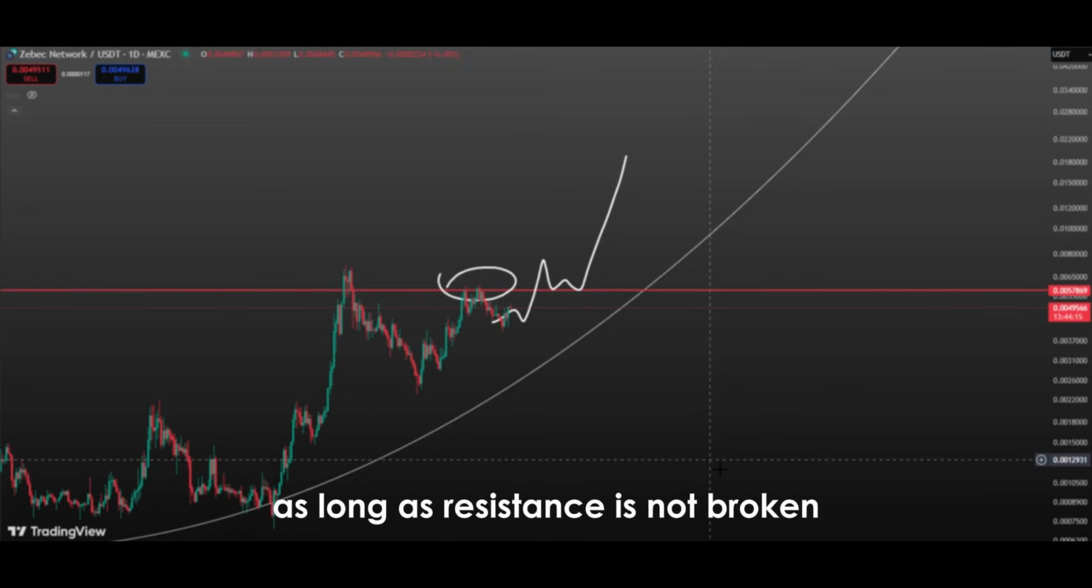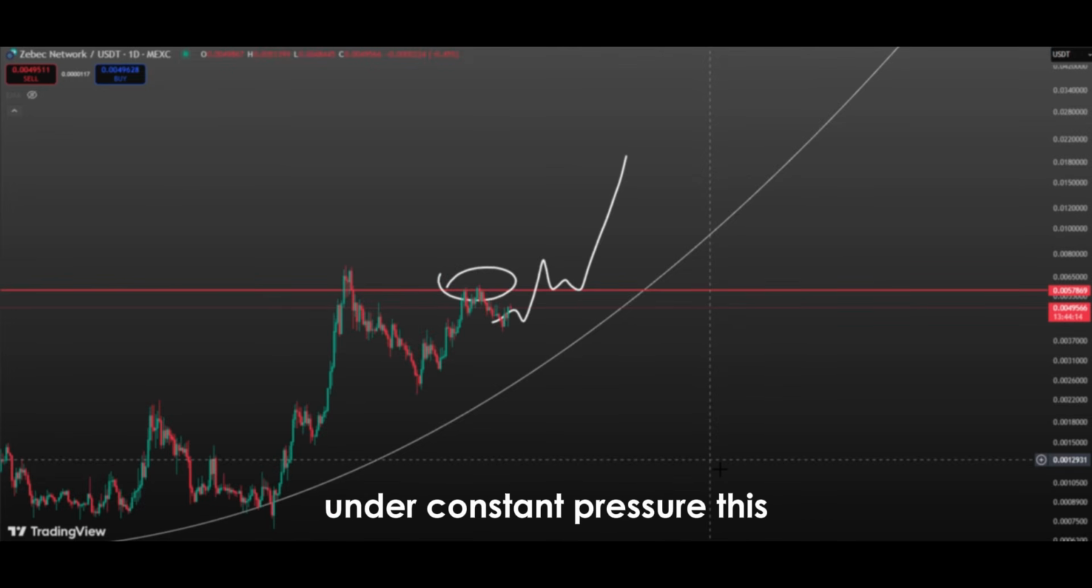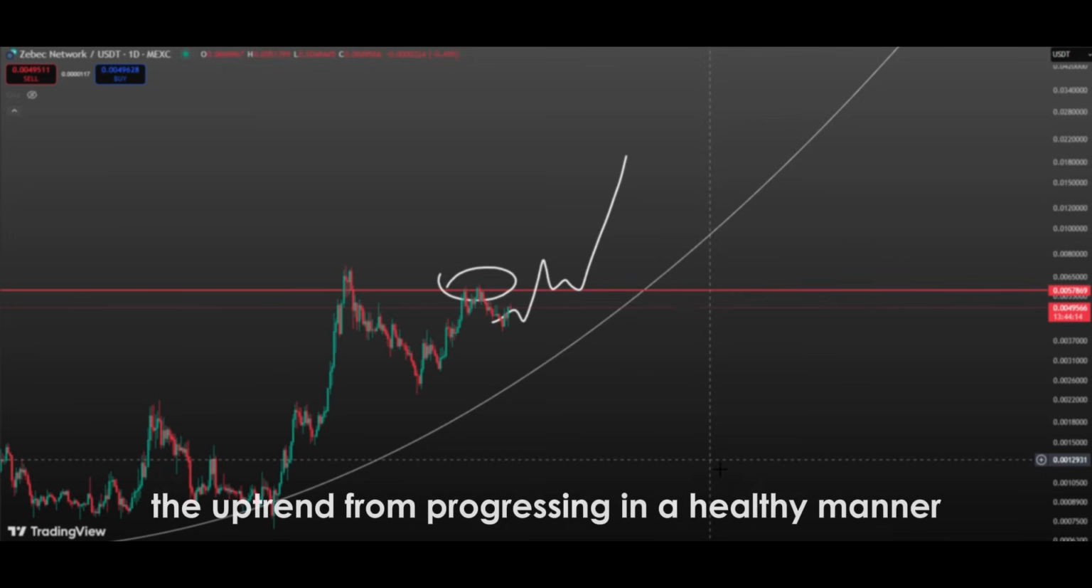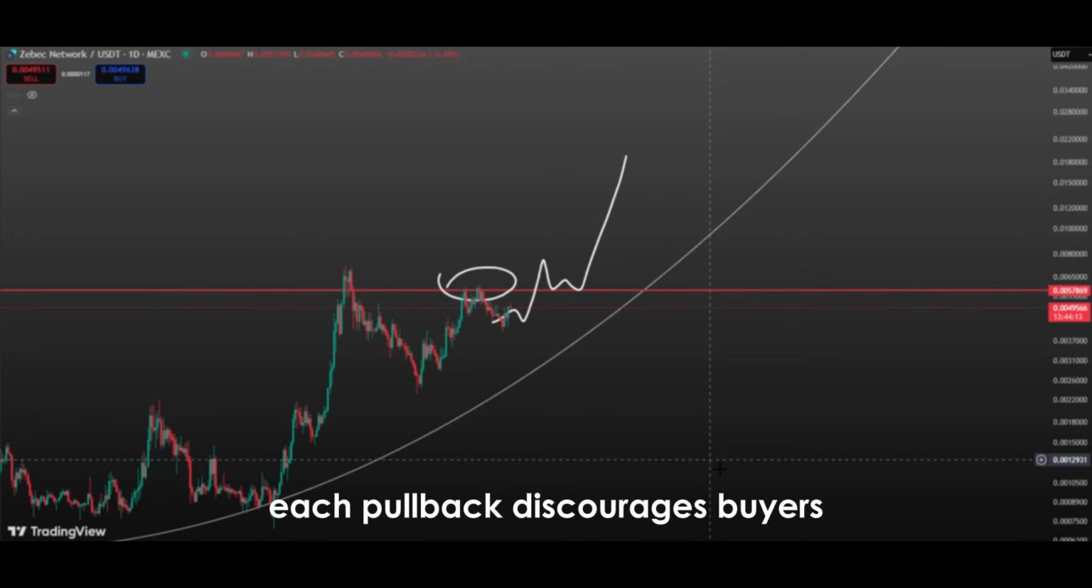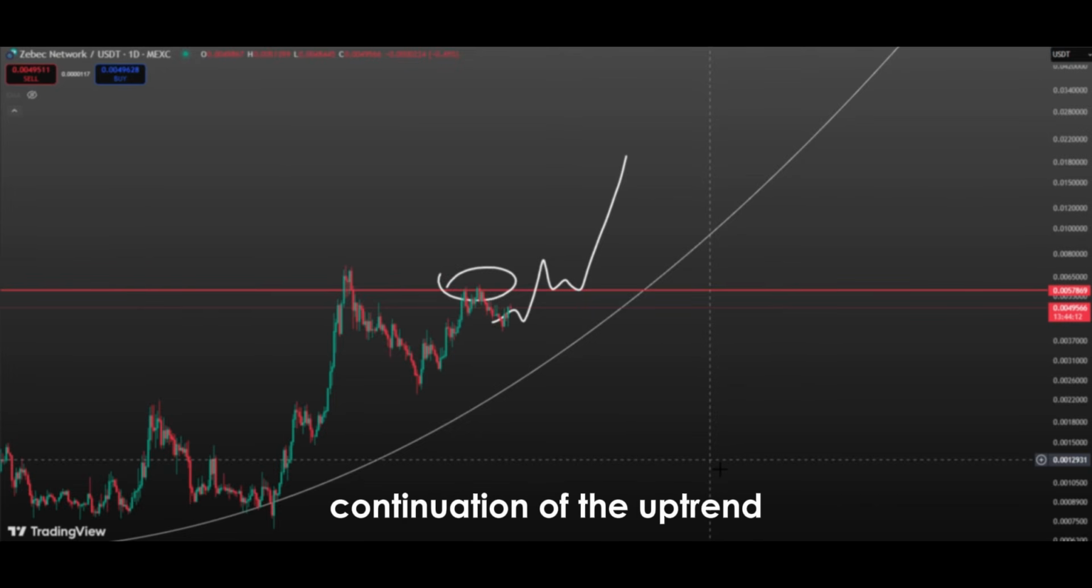As long as resistance is not broken, the upward movement of the price remains under constant pressure. This prevents the uptrend from progressing in a healthy manner. Each pullback discourages buyers and strengthens sellers. Therefore, breaking the resistance level is essential for the continuation of the uptrend.